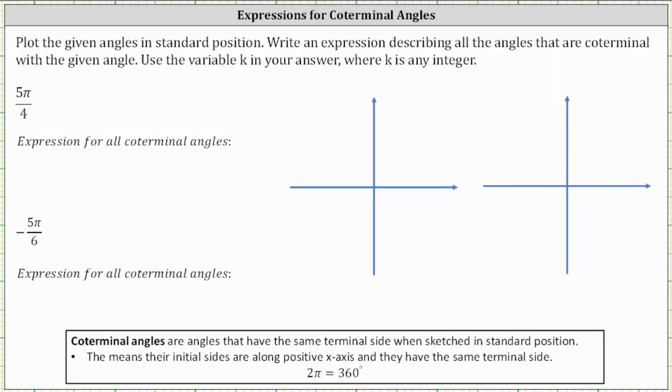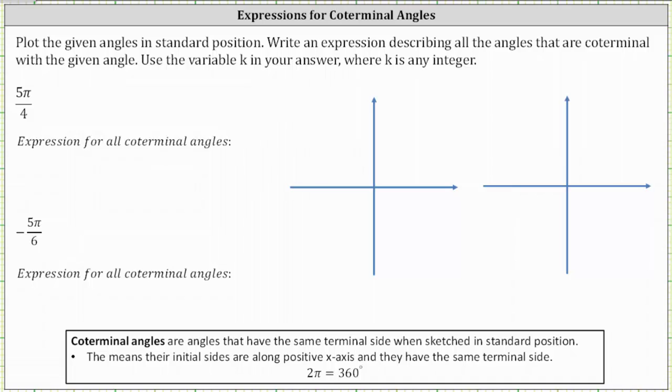We're asked to plot the given angles in standard position and write an expression describing all the angles that are coterminal with the given angle. We're asked to use the variable k in the answer where k is any integer. First we have 5 pi divided by 4 radians, or 5/4 pi radians.